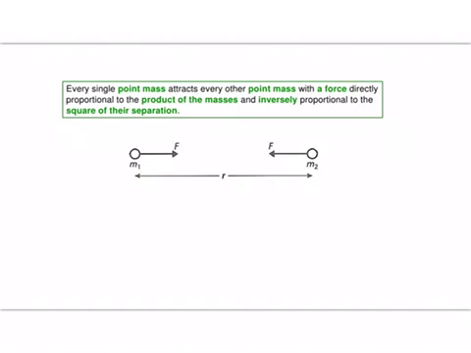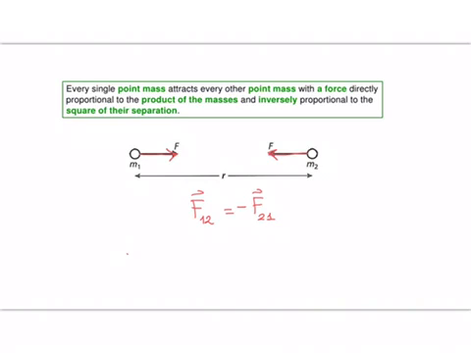According to Newton's law of gravitation, every single point mass attracts every other point mass with a force directly proportional to the product of the masses and inversely proportional to the square of their separation. So M2 pulls M1 towards itself, M1 pulls M2 towards itself. The force exerted by the first object on the second one is equal to the force exerted by the second object on the first one, but they're opposite in direction.